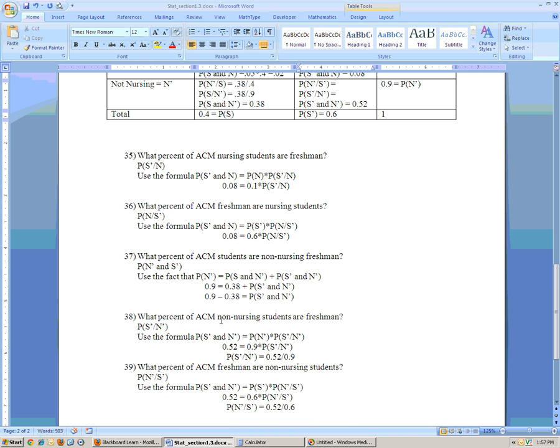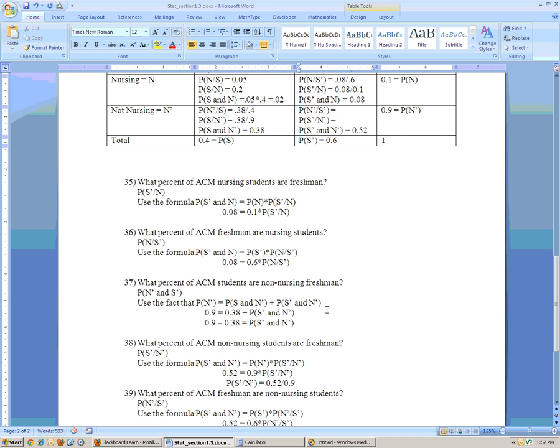This one, what percent of ACM non-nursing students are freshmen? Out of these non-nursing students, what percentage of them are freshmen, or in other words, not sophomores? Just use this formula right here. Substitute in what we know. We already know that this right here is 0.52. The non-nursing is 0.9, and then just divide to solve this, not S given not N. So that would be, again, 0.52 divided by 0.9.